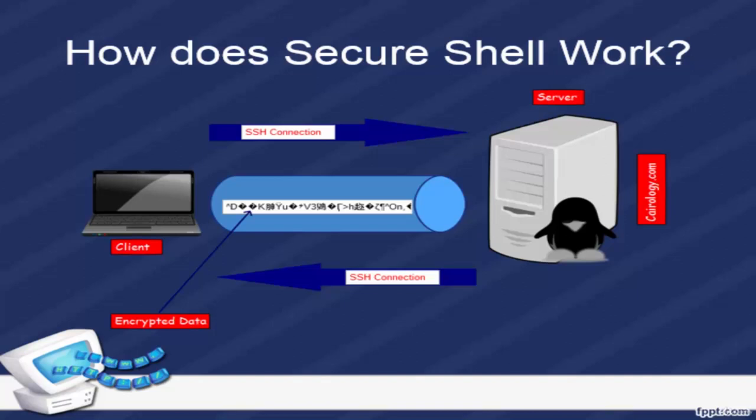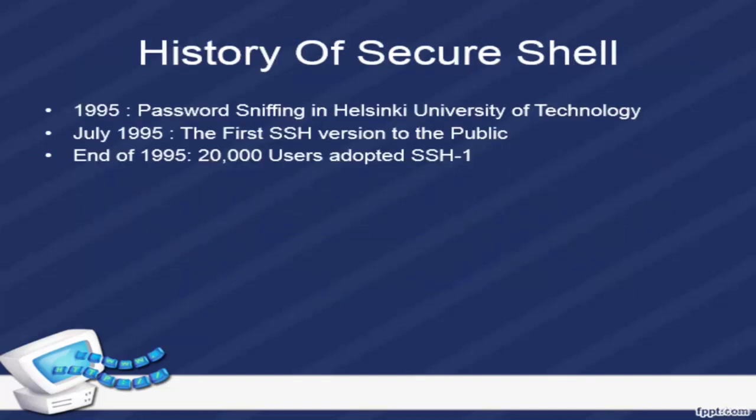Now let's move to the history of Secure Shell. The history of Secure Shell starts in 1995 when the Helsinki University of Technology, which is located in Finland, was a victim of password sniffing. At this time, there was a young researcher who started developing the SSH version 1 protocol, and he started using it for himself. After a while, he realized that his product gets attention, so he released SSH1 to the public as free software with the source code in July 1995.